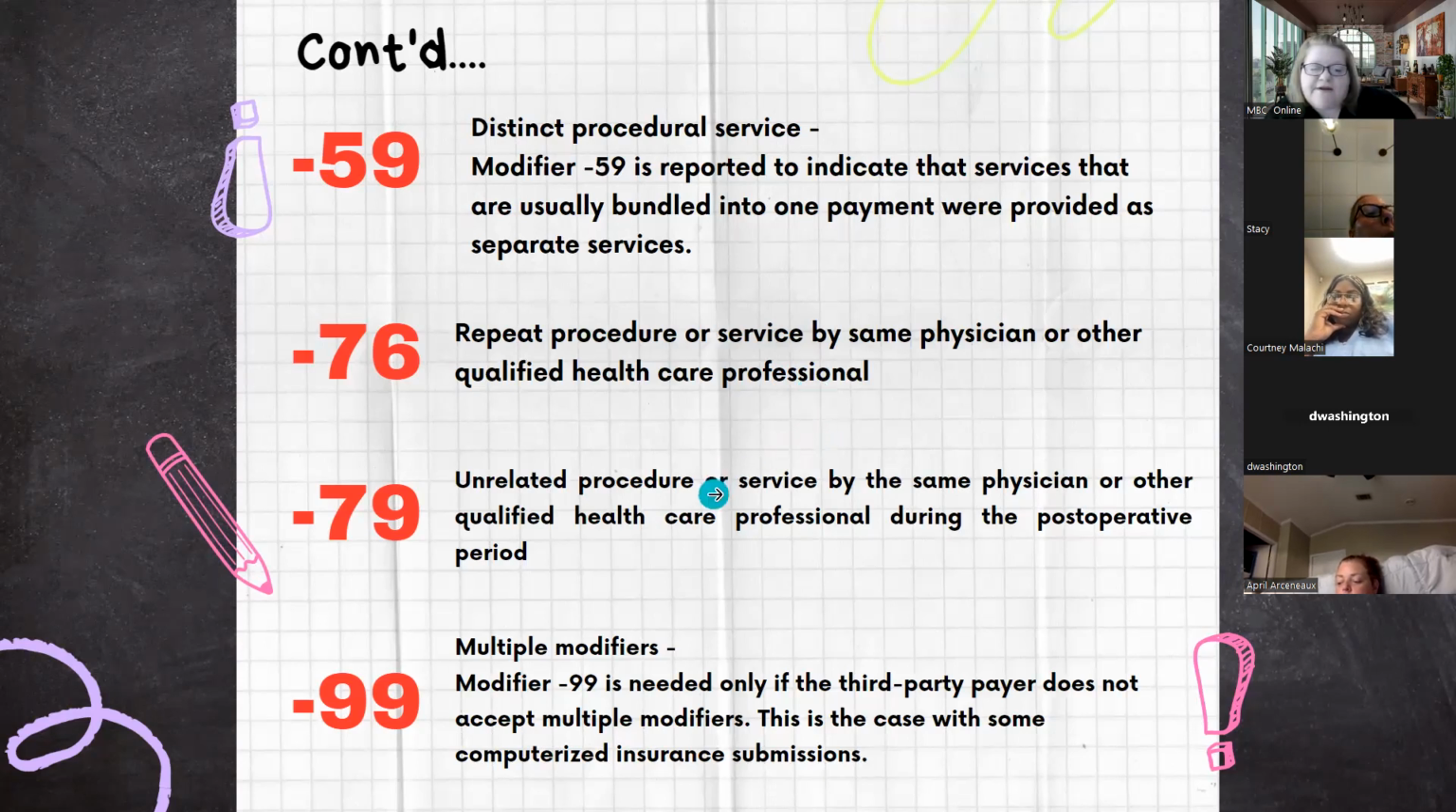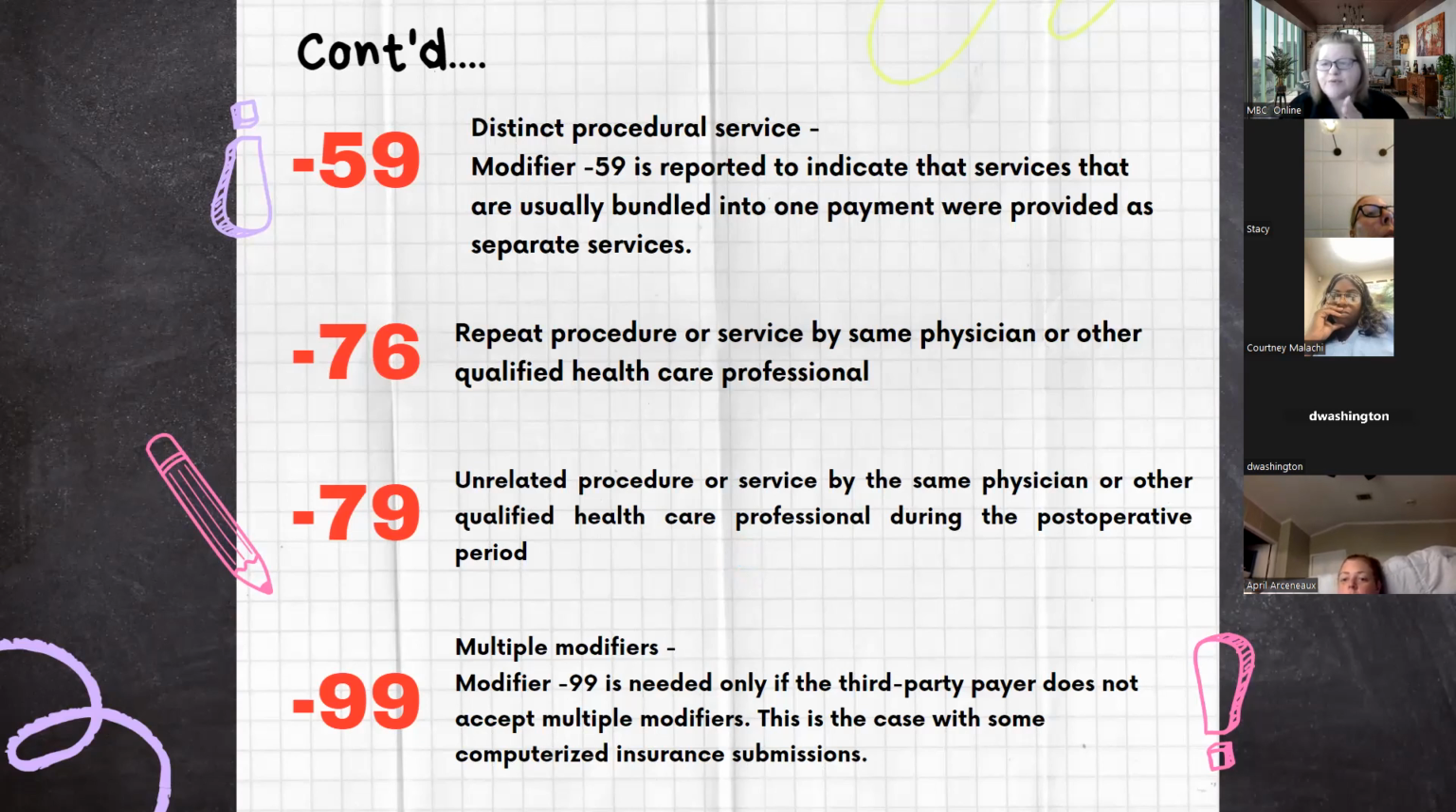All right, so modifier 79, an unrelated procedure or service by the same physician or other qualified healthcare professional during the postoperative period. Like we were talking about earlier, if somebody has a procedure done and they're still considered in that postoperative period, and they have something completely different, and this is procedure or service, not E&M. There's a difference there, okay?